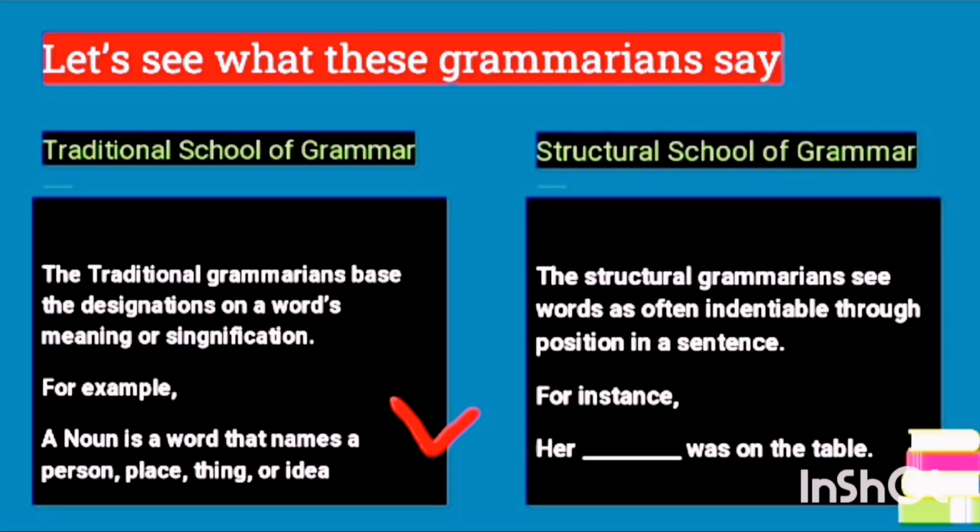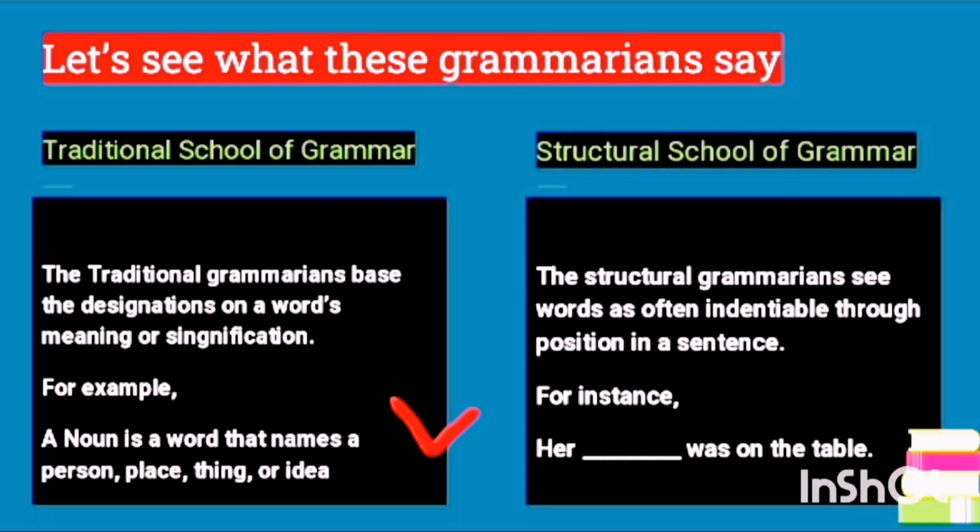And the structural school of grammar says that a word is often identifiable through its position in a sentence. So they classify words on the basis of their position in a sentence. Look at the example given here: Her blank was on the table. Okay, so this blank is the place of the subject, and you know that the subject is always a noun.